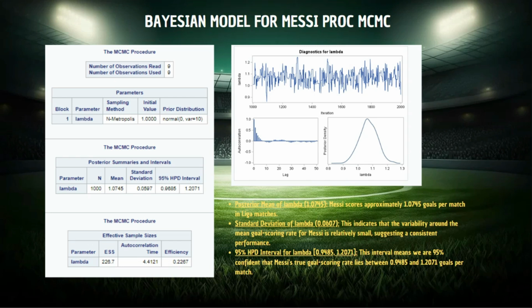And you can see here's the output for Messi and Ronaldo's goal scoring rates. You can see that the posterior mean of lambda for Messi is approximately 1.745 goals per match in the Liga matches. This indicates that the variability around the mean score rate for Messi is relatively small, suggesting a consistent performance. And the 95% HPD interval for lambda means that we are 95% confident that Messi's true goal scoring rate lies between 0.9485 and 1.2071 goals per match.